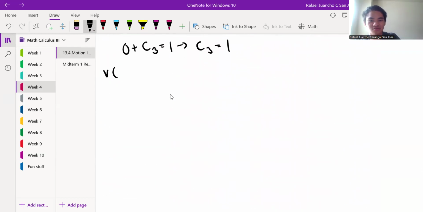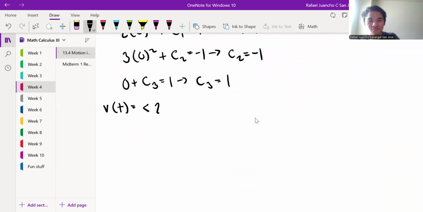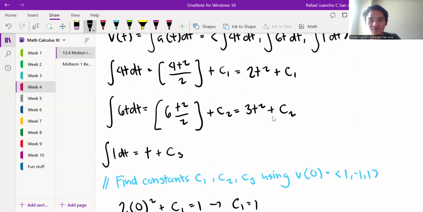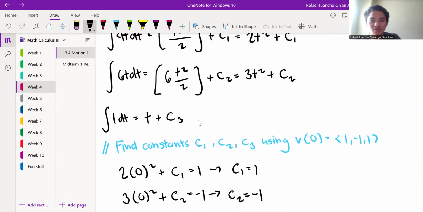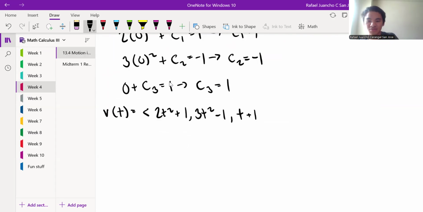So my v of t has components, well, 2t squared plus c1. My c1 is 1. And then my y component is 3t squared plus c2. c2 is minus 1, so I just do minus 1. And my last component, the z component, t plus c3. So t plus 1, because my c3 is 1. And there we have it. That's my velocity vector.